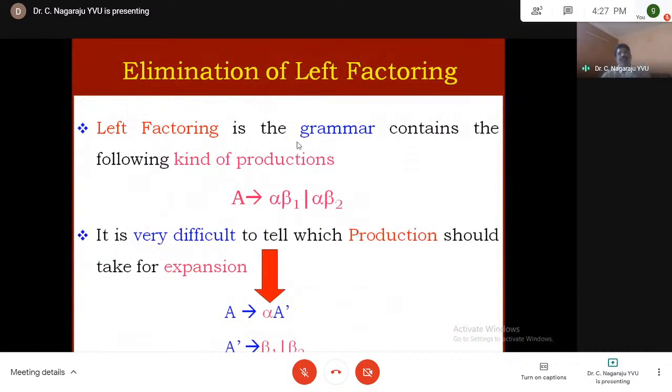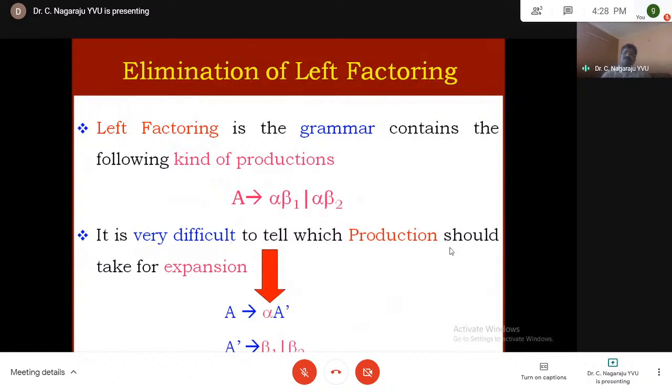For example, left factoring is a grammar. The reason I did not explain it earlier is that there is an animation, which is why I came to this slide. So don't think that I skipped that slide. Here we are taking A can have alpha beta and alpha beta, but the first part, that is the prefix alpha, is common. This kind of expression is called left factoring.